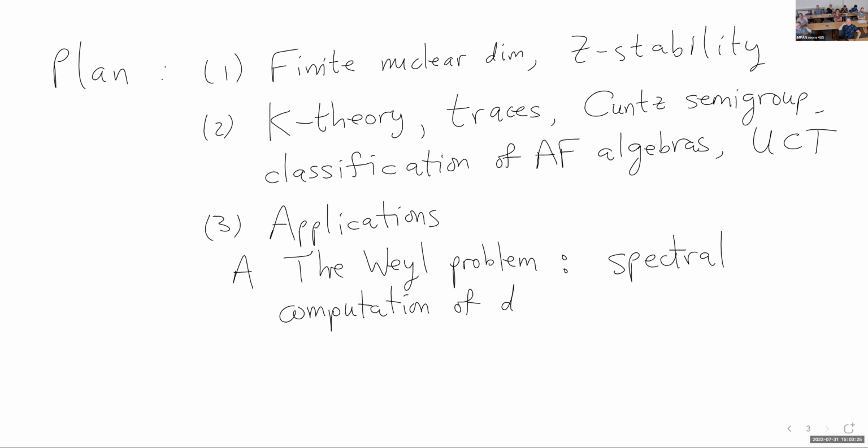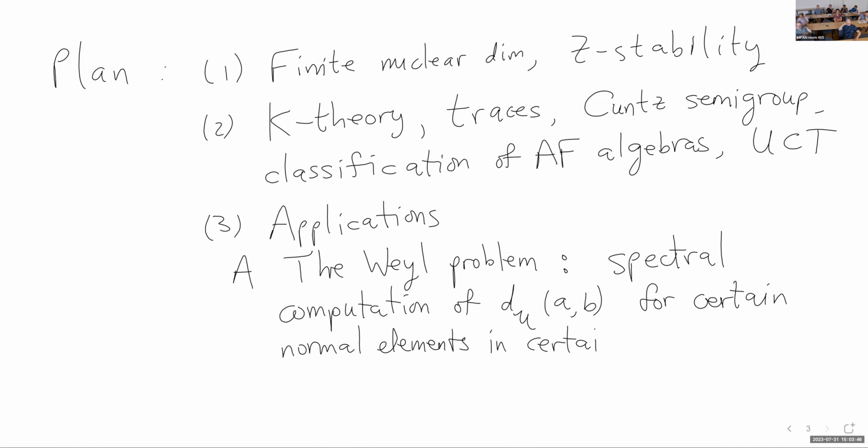Of the distance between the unitary orbits of A and B. So for certain, I'm not going to answer this in full generality, for certain normal elements in certain classifiable C-star algebras. All right, what do I mean by spectral computation?